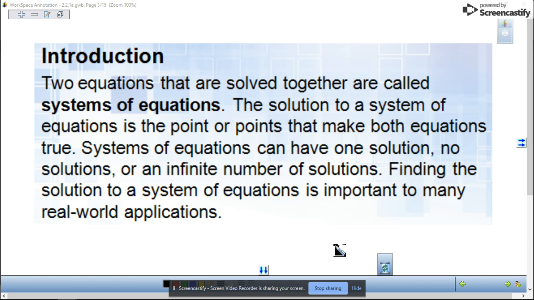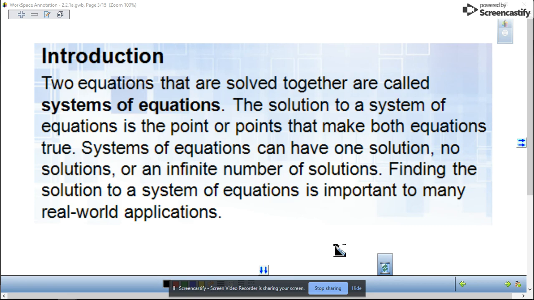Alright guys, so lesson 2.2.1, we're going to talk about systems of equations. This should be review from the end of last year, end of 8th grade. So I'm hoping that you'll remember this pretty easily, but we're still going to go through a couple examples together. So two equations that are solved together are called systems of equations.